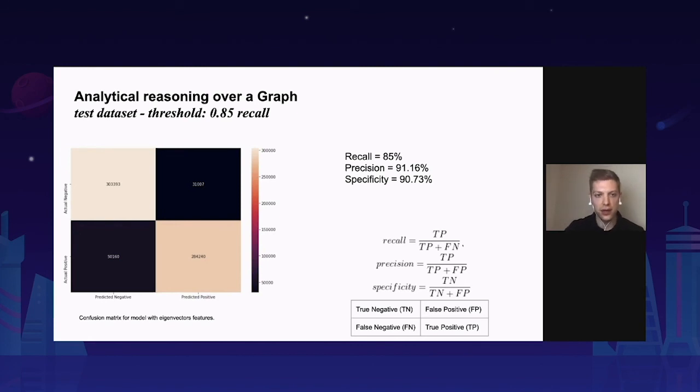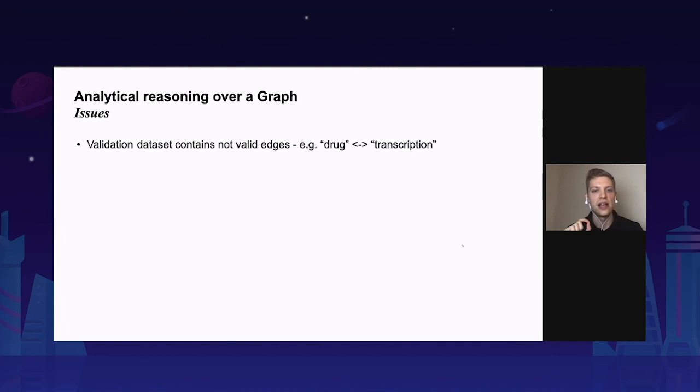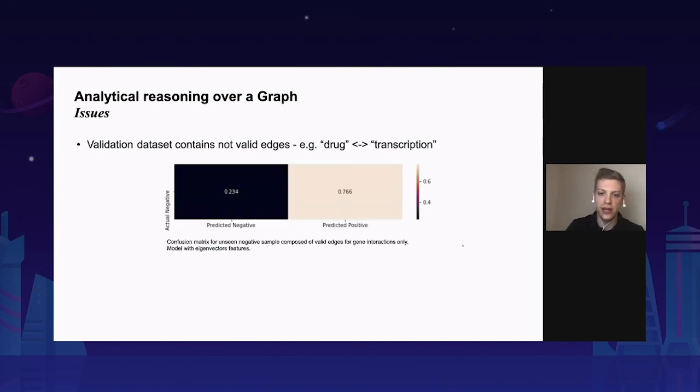Looks pretty good, but you have to remember that as negative edges, we used random edges, which sometimes might be edges that are not valid in our schema. Let's say drug transcription, or going even further, drug owns a company. But still, in practice, it works pretty well. But when I randomly sampled edges that don't exist in our graph for genes, it turned out that 76% of them are marked as positive, which is probably not the best outcome.